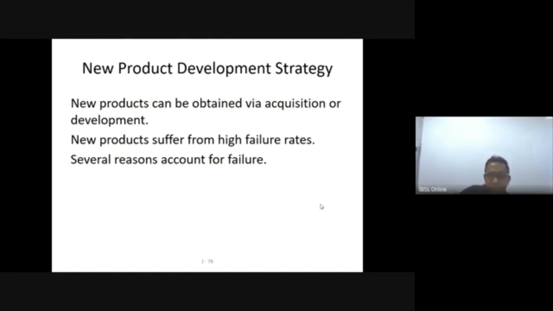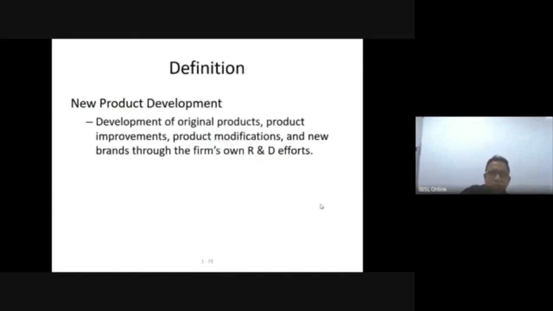Several reasons account for failure. Why do we need new products? Even as banks, do we need new products? Yes. You know why? Because the consumer requirements or customer requirements are changing day by day. So if you don't change, they will be outdated. So customers want different features in our product range.